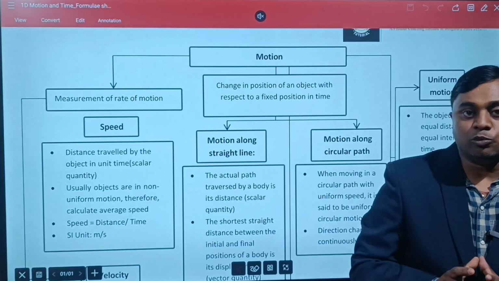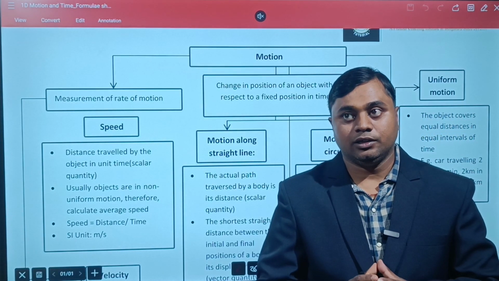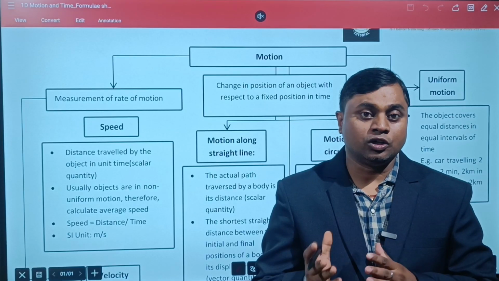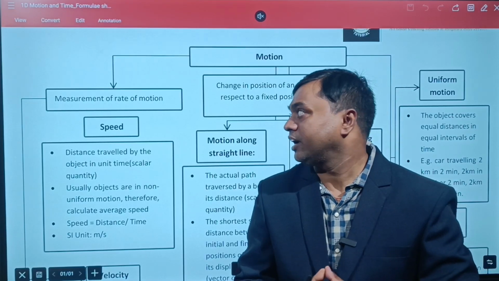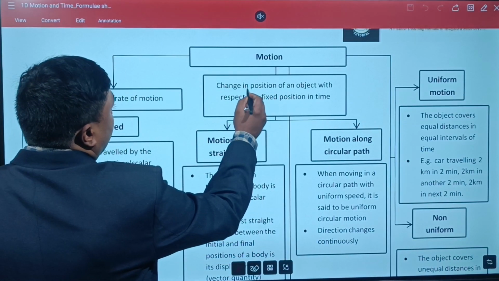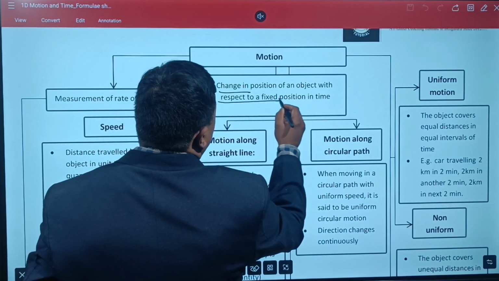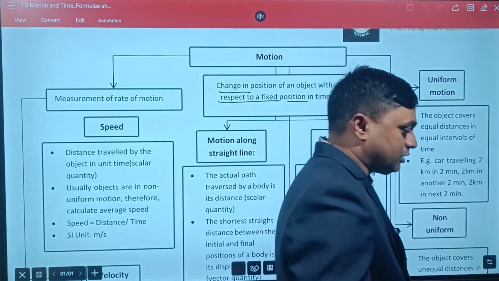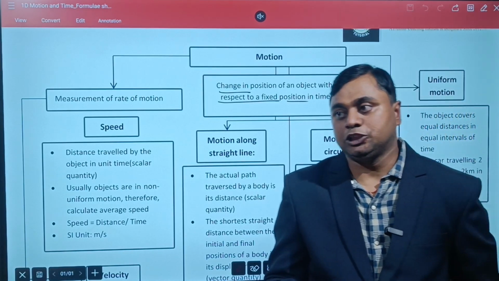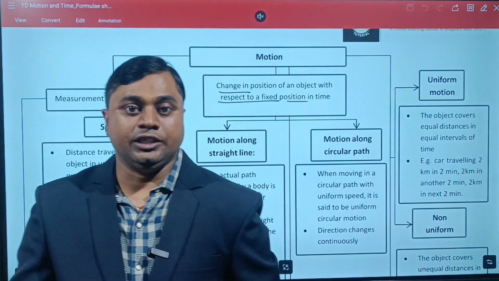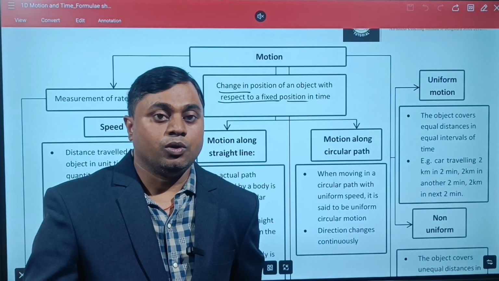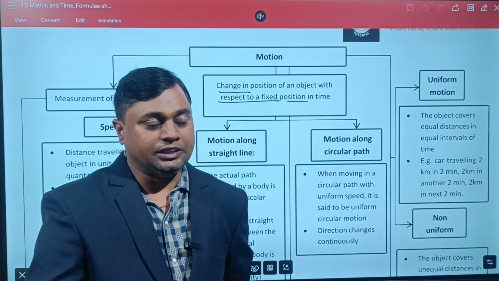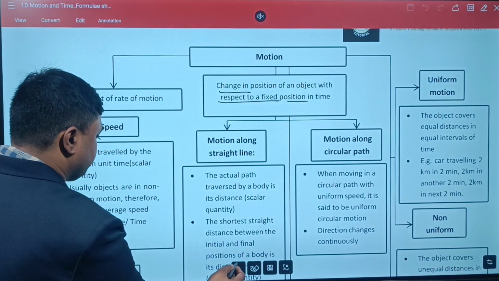A body is said to be in motion if the position of the body changes with respect to a reference point, and when the position of the body does not change, it is said to be at rest. So motion is the change in position of an object with respect to a fixed position in time. In motion we have a few concepts like distance, displacement, speed, velocity, acceleration, uniform speed, non-uniform speed, and the equations of motion, which we will see in this flow chart. So let's see.